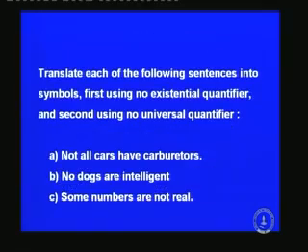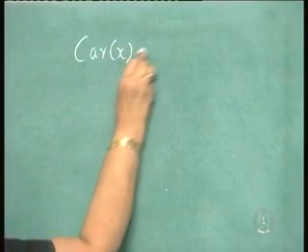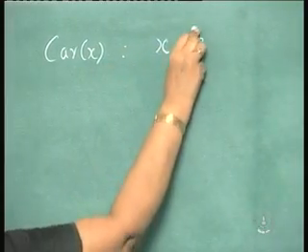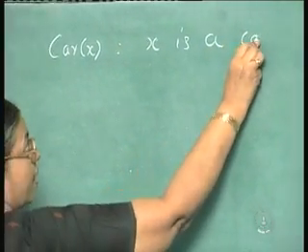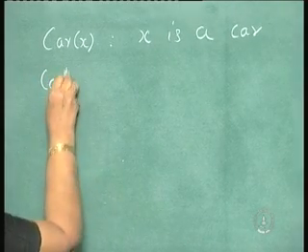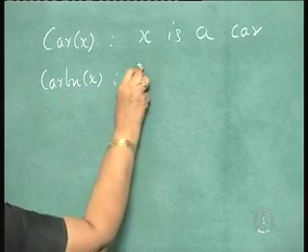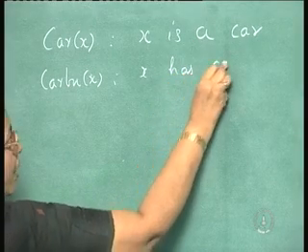Now, let us consider this. Translate each of the following sentences into symbols, first using no existential quantifier and second using no universal quantifier. First one is, not all cars have carburetors. Let car of x denote x is a car. Carbu x denotes x has a carburetor.